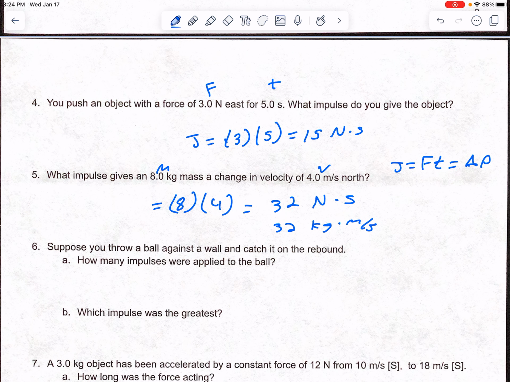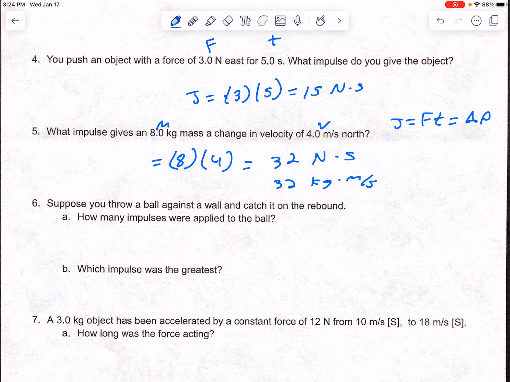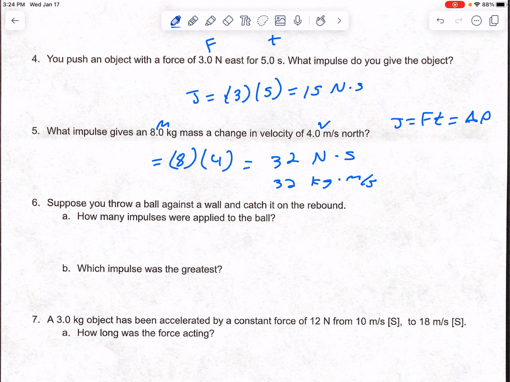Number 6, suppose you throw a ball against the wall and catch it on the rebound. How many impulses were applied to the ball? So the first impulse is me throwing the ball. There's one. The second impulse is the ball hitting the wall and bouncing back. It hits the wall, bounces back. So there's impulse number 2. Impulse number 3 is when I actually catch it, so it's going to stop it. So there's impulse 3. So there are 3 impulses there.